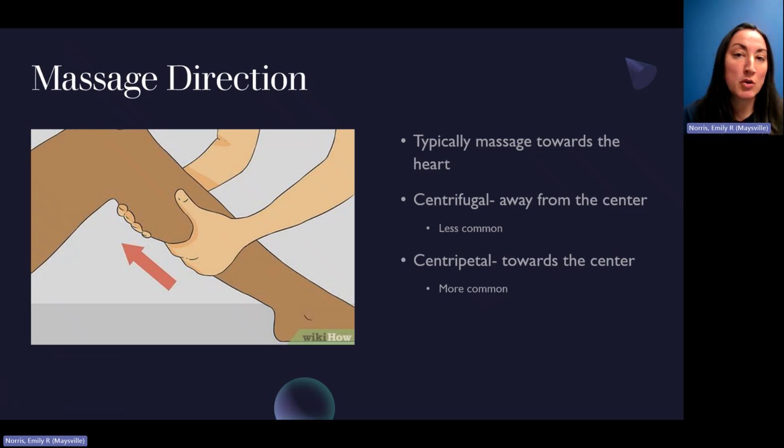Some of the terms used for the direction of the massage are centrifugal, which is away from the center. That's less common, but can be used, and centripetal, which is towards the center, which is the most common, always towards the heart, whichever area you're coming from, towards the heart to push the edema and the waste materials back towards the heart.